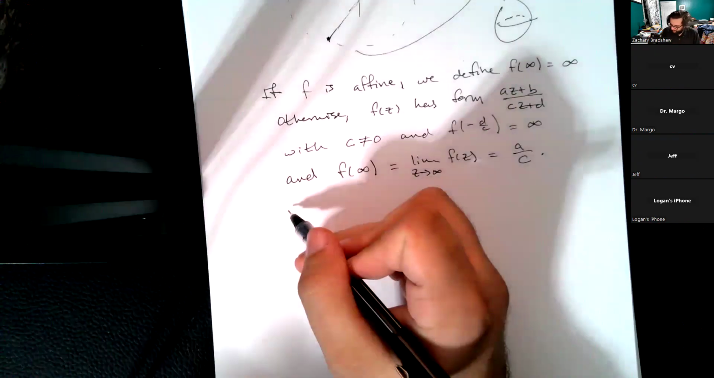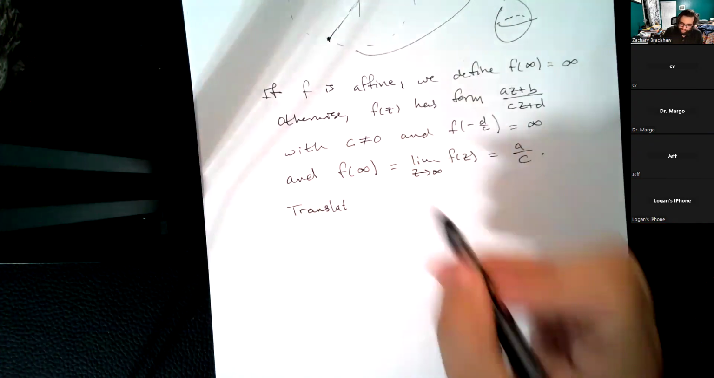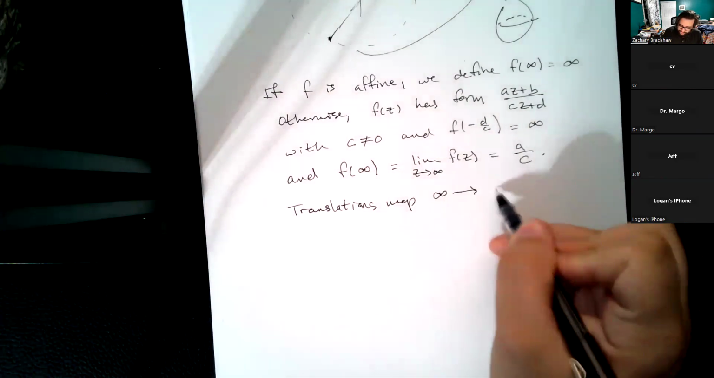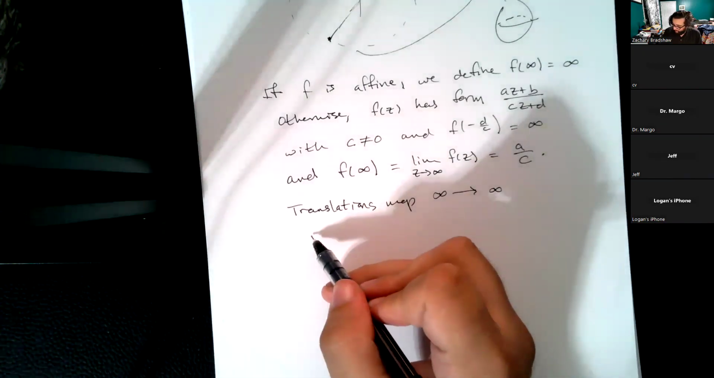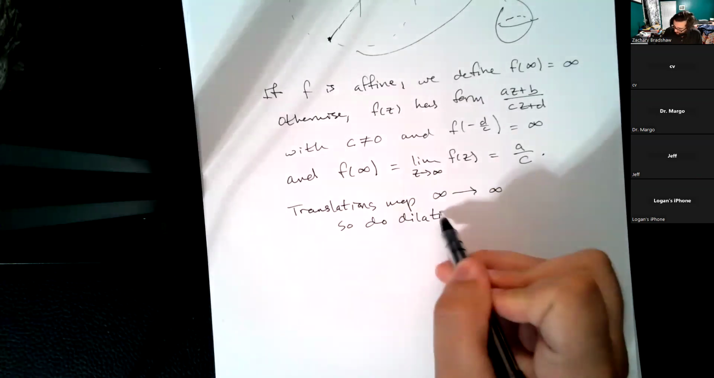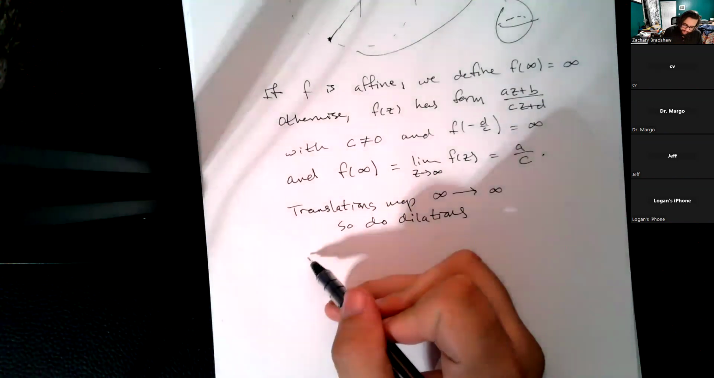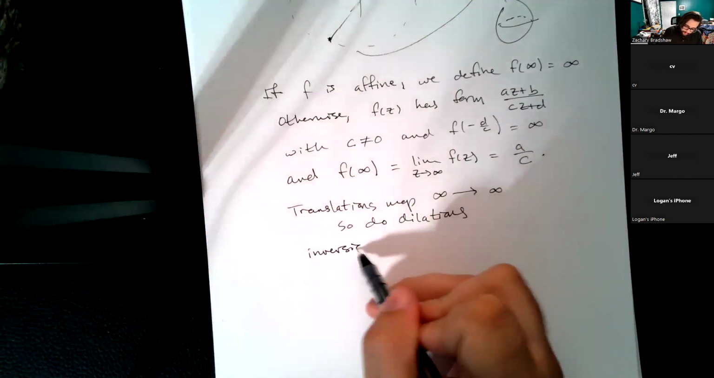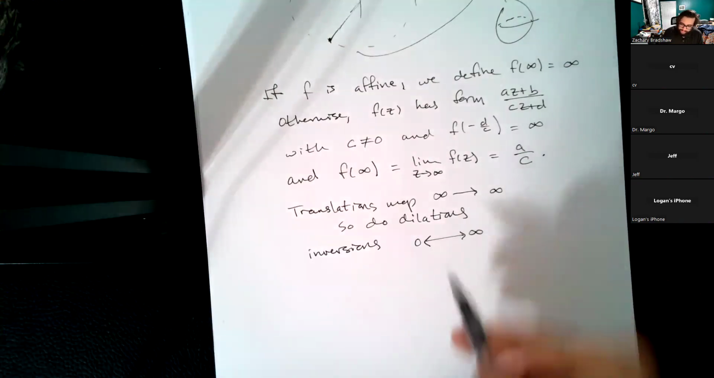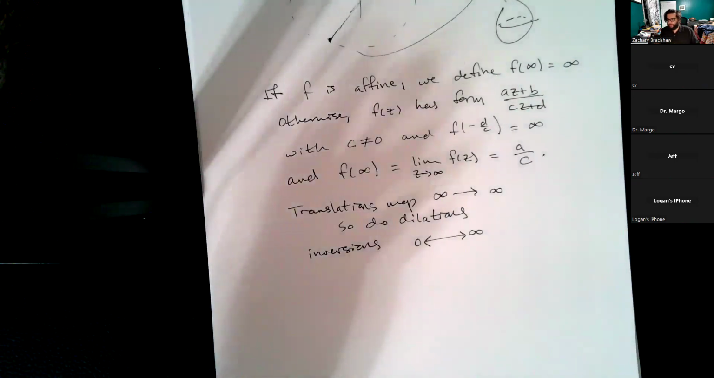Other things maybe should be pointed out. I mean, they're kind of obvious, given all these definitions. Translations map infinity to infinity. So do dilations. They're both affine maps. While inversions map 0 to infinity and infinity to 0. So again, the thing that you would expect.